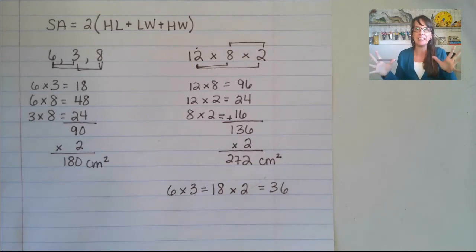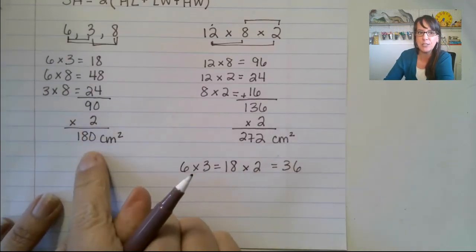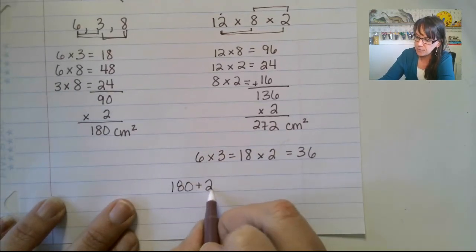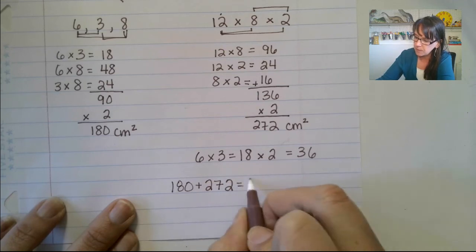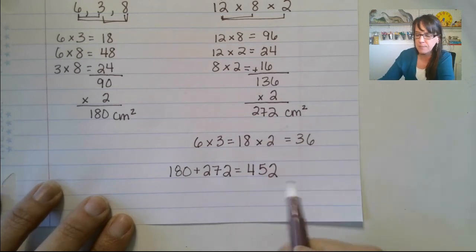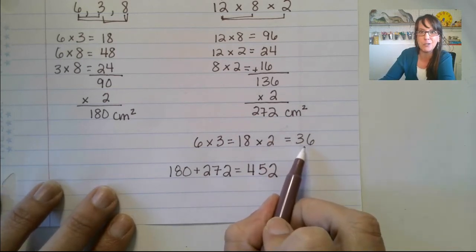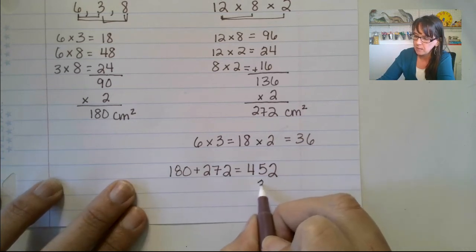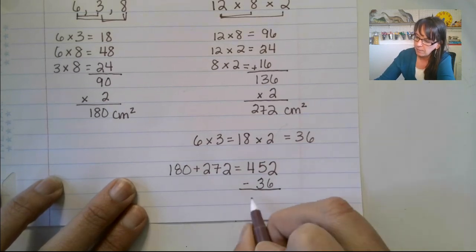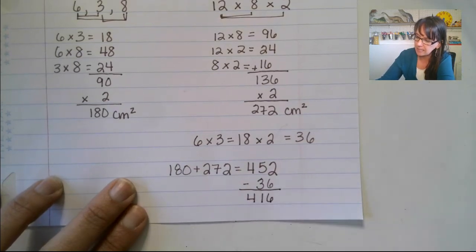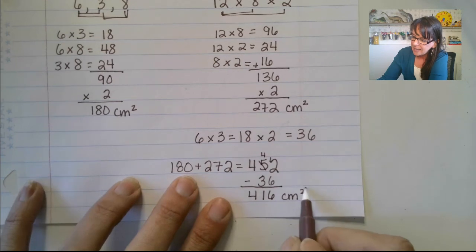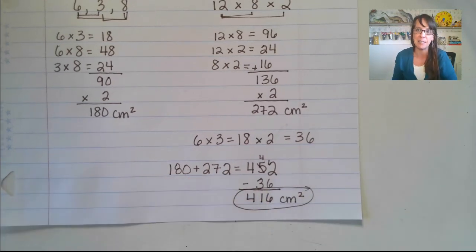All right, now we're ready to find our full surface area. We're going to take these two things and add them up: 180 plus 272 gives me 452 centimeters squared. And then we've got to subtract those two portions, so we take 36 and subtract it. If we do that, we end up with 416, because of course I had to borrow. So 416 centimeters squared is your final answer for the surface area of this composite figure.